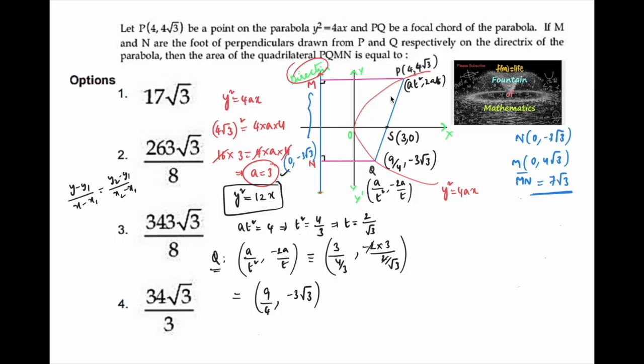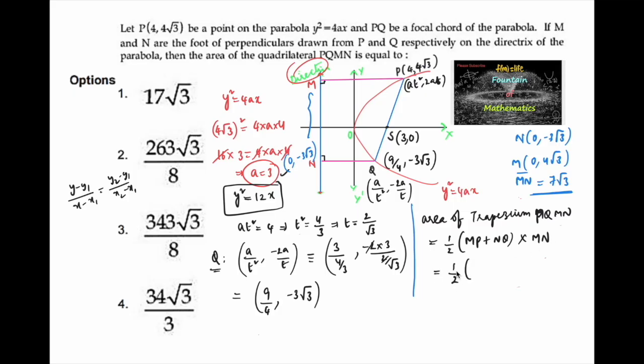And to get the quadrilateral, here it is clearly a trapezium. Area of trapezium MPQN or PQMN is equal to half into the product of the sum of the parallel sides, that is MP plus NQ, and the distance between the two parallel sides, that is MN.